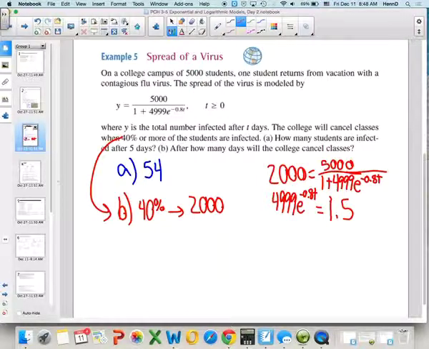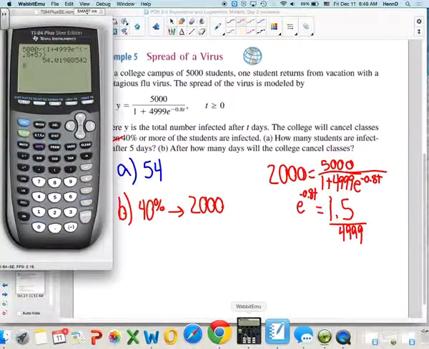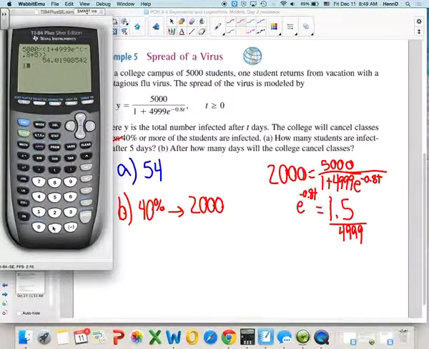Divide by 4. There we go. We've got to divide by 49.99. Okay? So, divide by 4,999. And once we get to that point, let's get caught up here with our calculation. We have 1.5 divided by 49.99. And then what do we have to do with that?